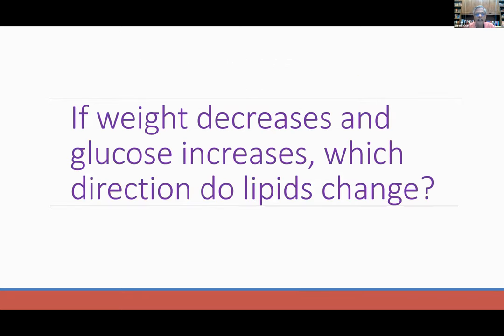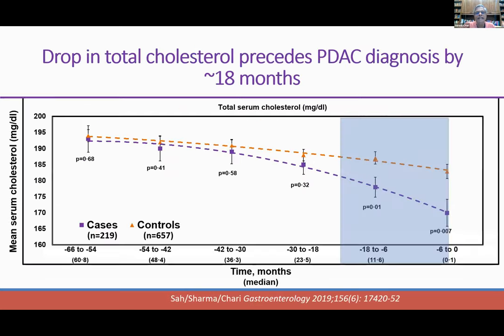But the other question we asked was, if weight decreases and glucose increases, which way do the lipids go? Normally, the decrease in weight should cause the lipids to go down, and the glucose increase should cause the lipids to go up. And here, both are happening. So we had to look to find out what's going on with that.